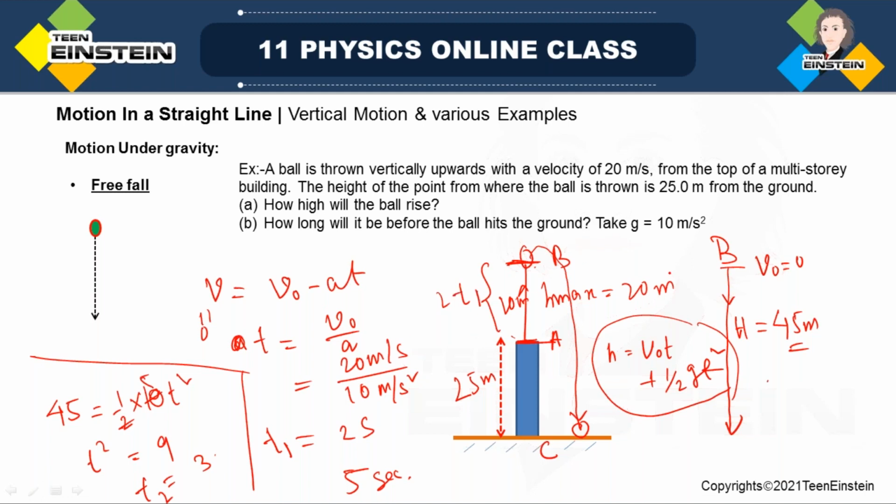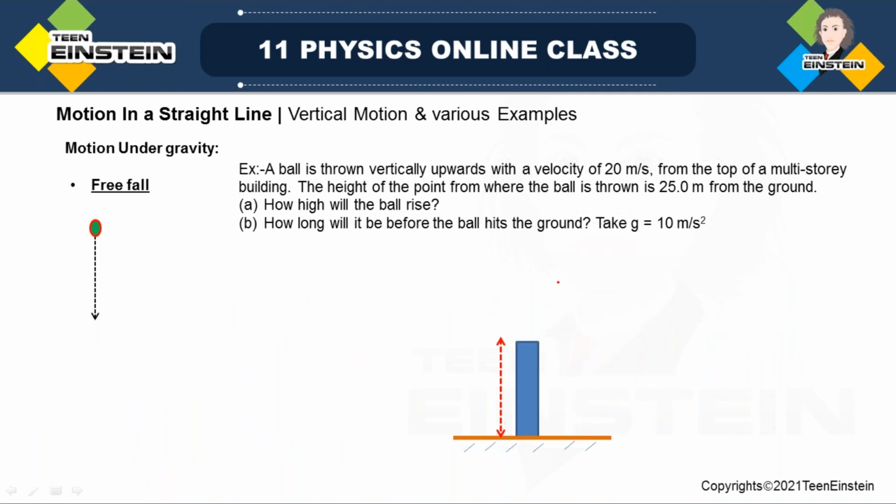This is T1, suppose, and now we'll be considering a free fall from B directly to C, or the ground. From point B to the ground, we'll be thinking of a free fall. So that time your initial velocity is 0, no longer 20. This will be h max. You have to find the height from the ground to the highest point B, which is 45 meter over here.